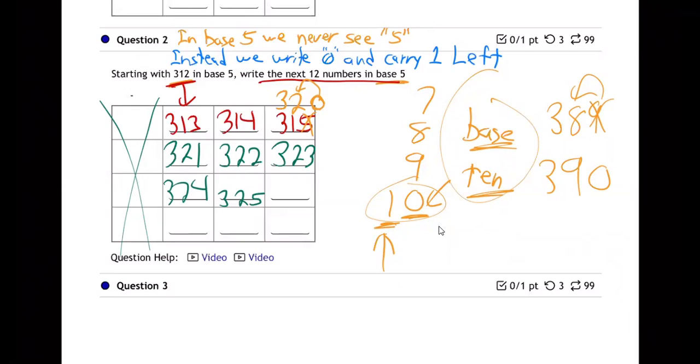So it's just business as usual until you hit the base number. In base 5, we can't have a 5. So what am I going to do? I'm going to write a 0 and carry. So it's going to be 330. And then you just go back to business as usual. 331, 332, 333, 334, done. I'm done with that problem.